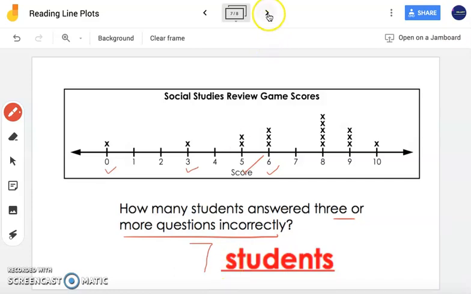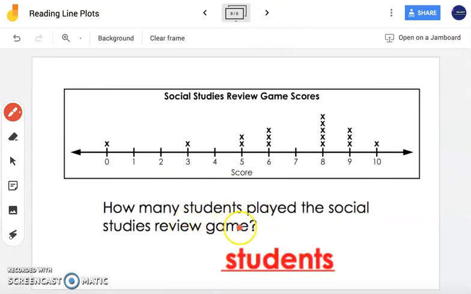And here it says how many students played the social studies review game. So now, as a reminder, each X here represents 1 student. We need to count all the X's that we see on this line plot to find the total amount of students that participated in the social studies review game. So now as we count the X's, we have 1, 2, 3, 4, 5, 6, 7, 8, 9, 10, 11, 12, 13, 14, 15, 16. So now we have a total of 16 students that played the review game.